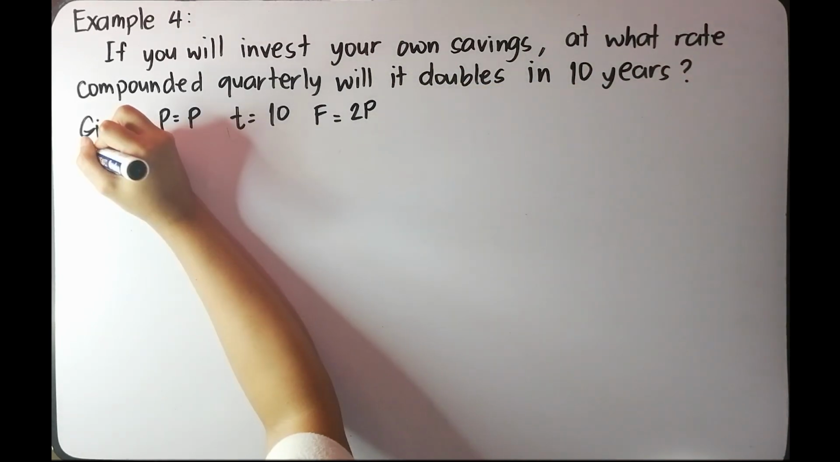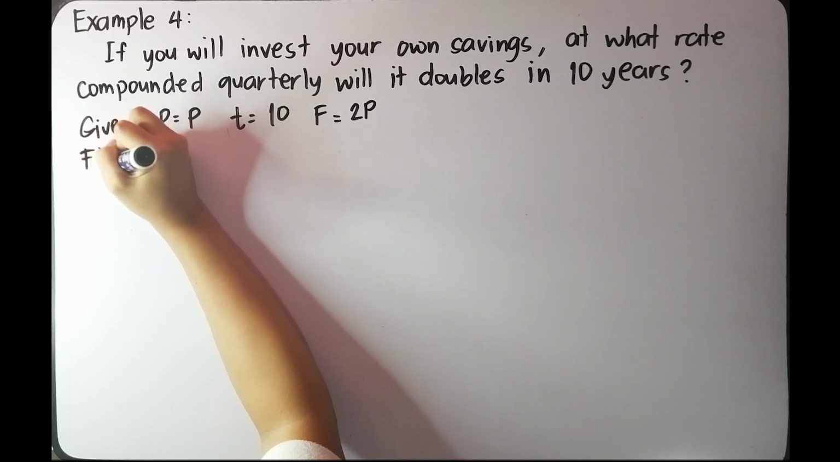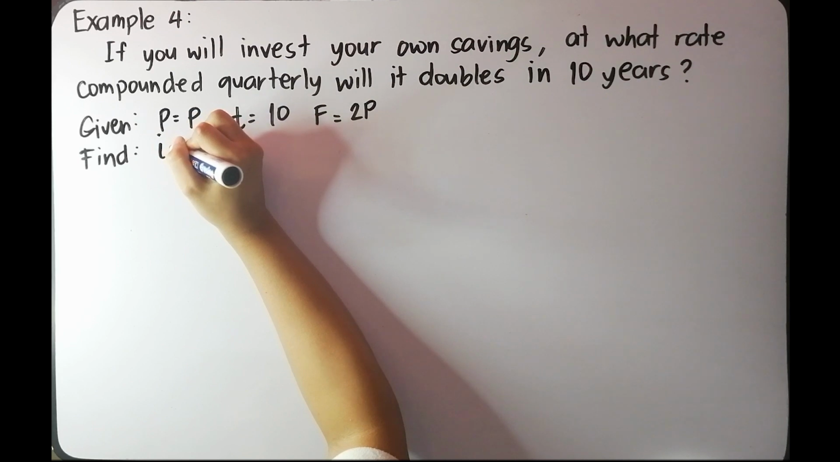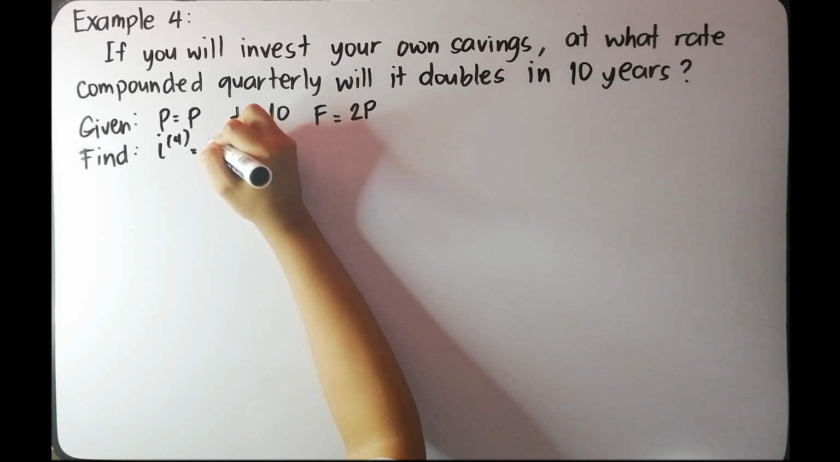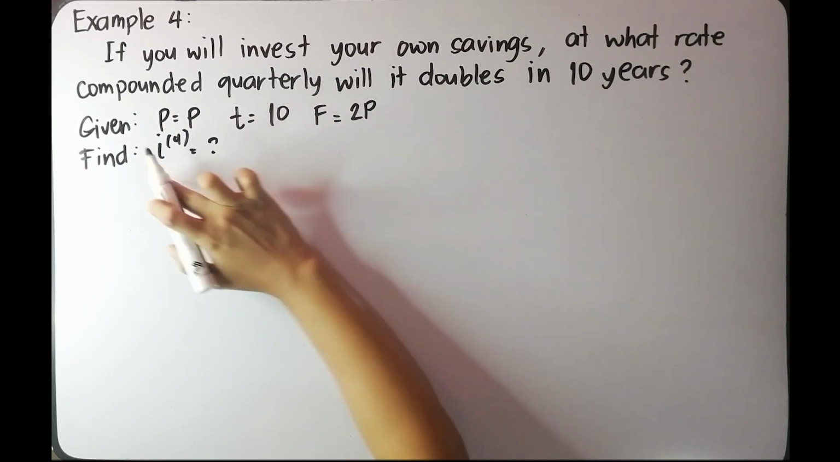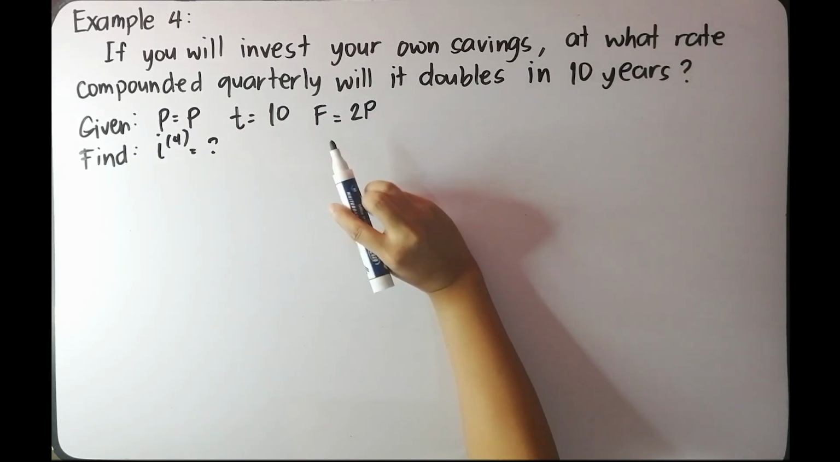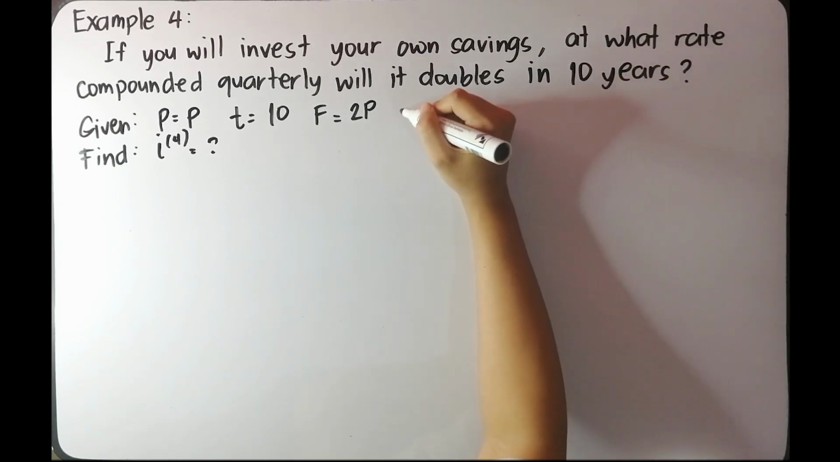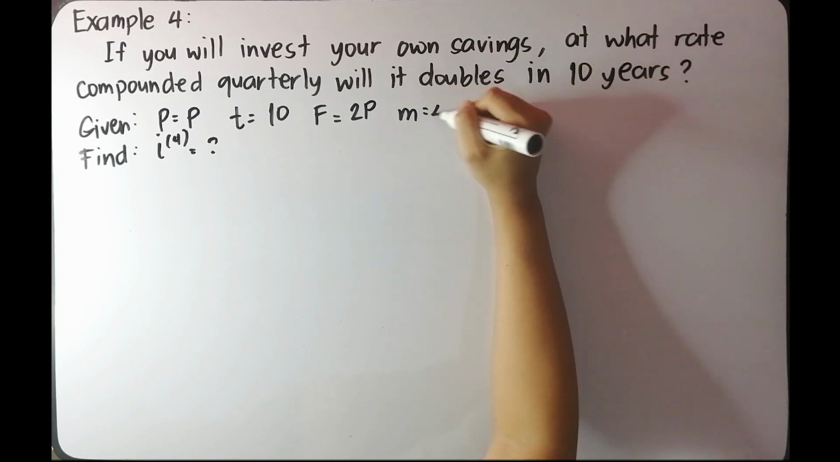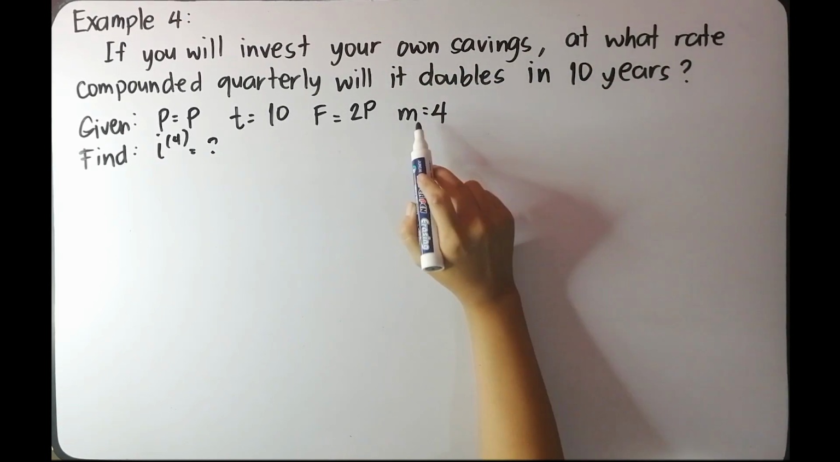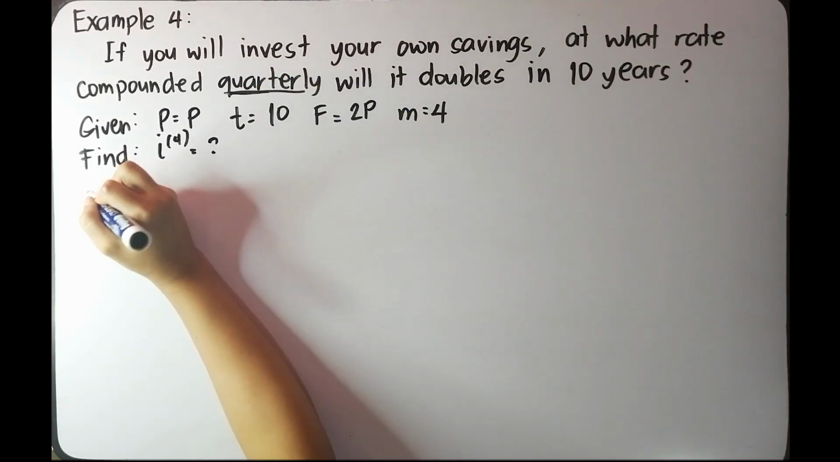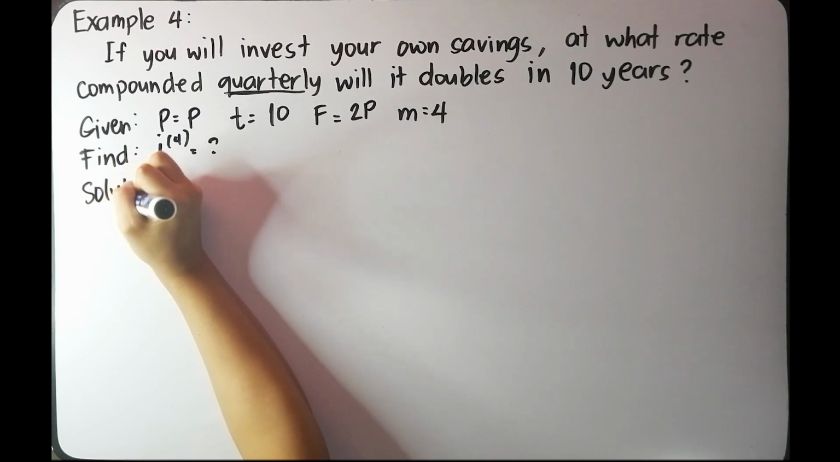So the question here, we need to find what rate. At what rate compounded quarterly, so raised to 4 again. So we are going to find the rate wherein your savings will double in 10 years. So we have a missing given, which is m is equal to 4, because it's quarterly. So let's find the rate.